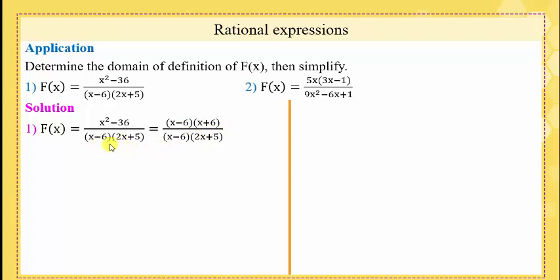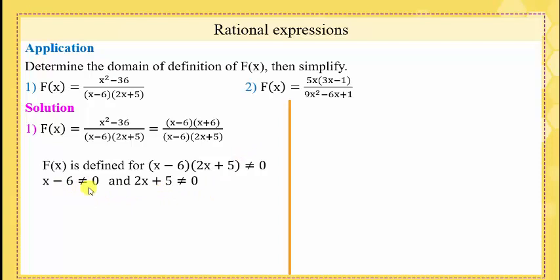In the denominator we have a product of two factors, so it is written in the factored form. Step 2. We give the domain of definition. f of x is defined for (x minus 6)(2x plus 5) different from 0. Since it is a fractional expression, it is defined when the denominator is different from 0, which gives x minus 6 different from 0 and 2x plus 5 different from 0. Then x different from 6 and x different from minus 5 over 2.